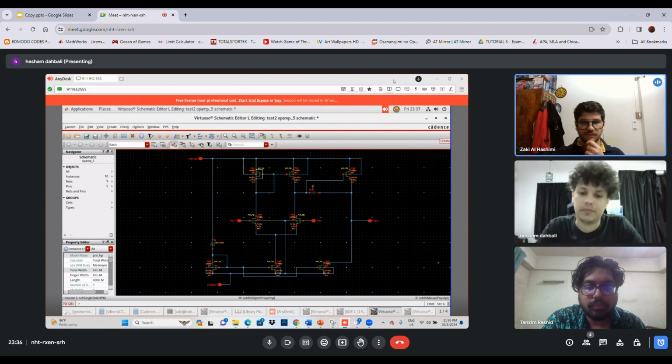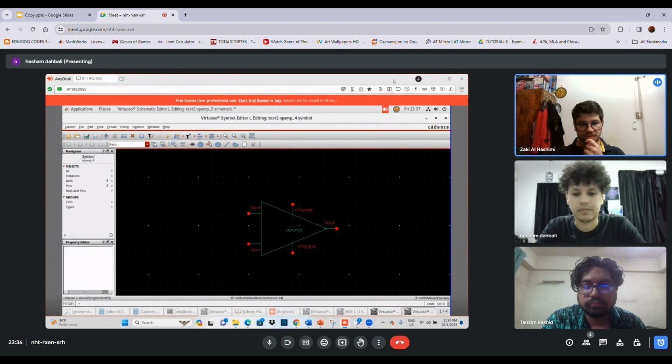Now, after we finish the transistor level schematic for the op amp, we will be creating the symbol for the op amp, which we created right here. We made the inverting input, non-inverting input, the VDD and the GND or VSS port here, and the output port here. After we created the symbol, we had to start creating the inverting amplifier test bench, which is found over here.